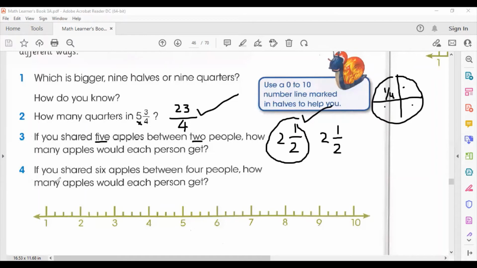If you shared 6 apples between 4 people, it means we give 1 apple to each of the 4 people. So 4 apples are finished, and now 2 remain. There are 4 people, so make the remaining ones into halves, which is 1 by 2. So how many apples would each person get? 1 complete apple and 1 half apple, 1 and a half. We can say 1 and a half or 1 by 2. Both are correct.